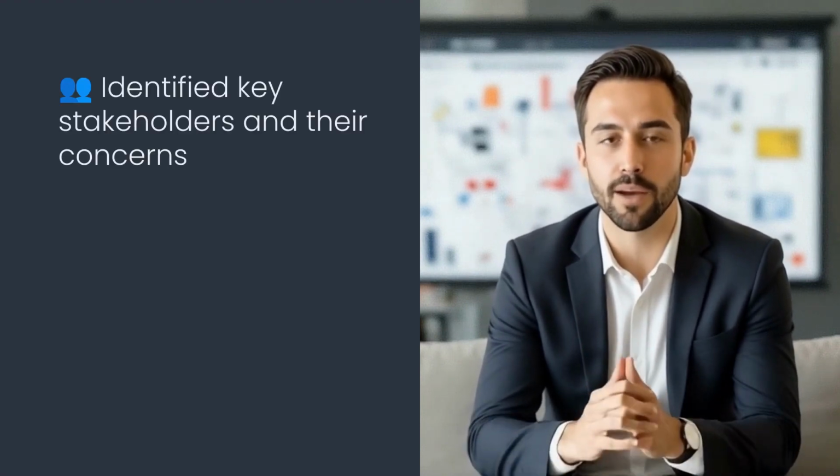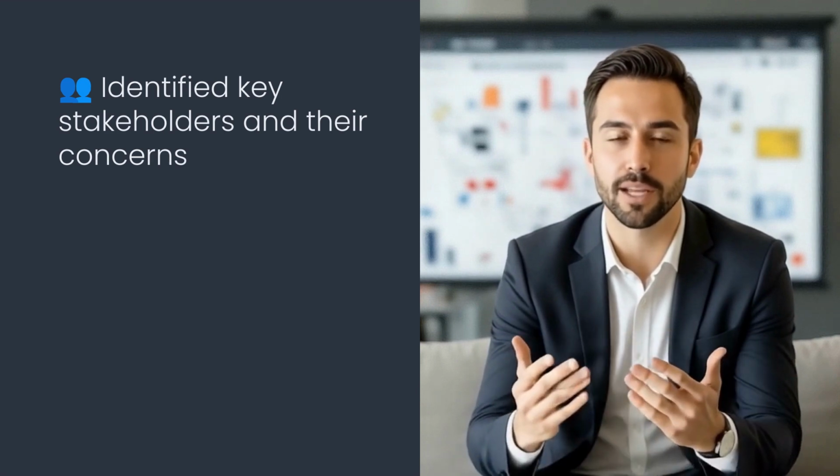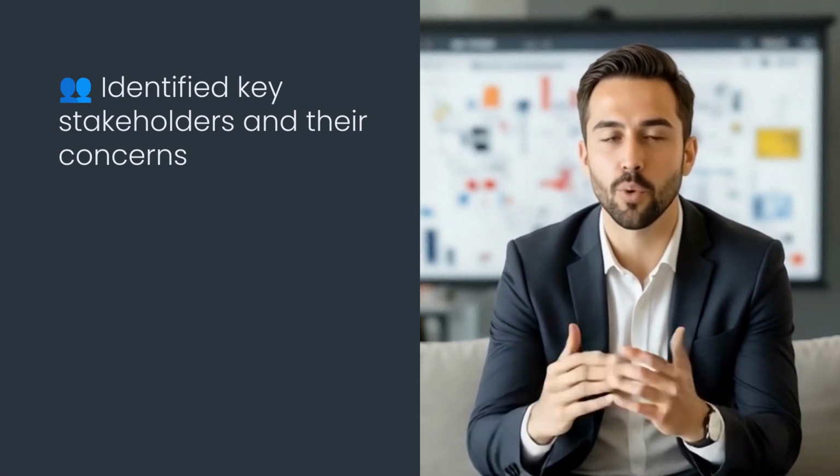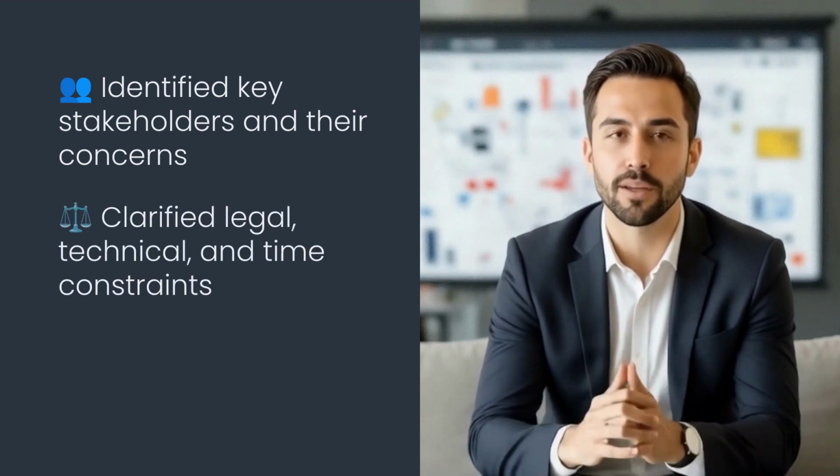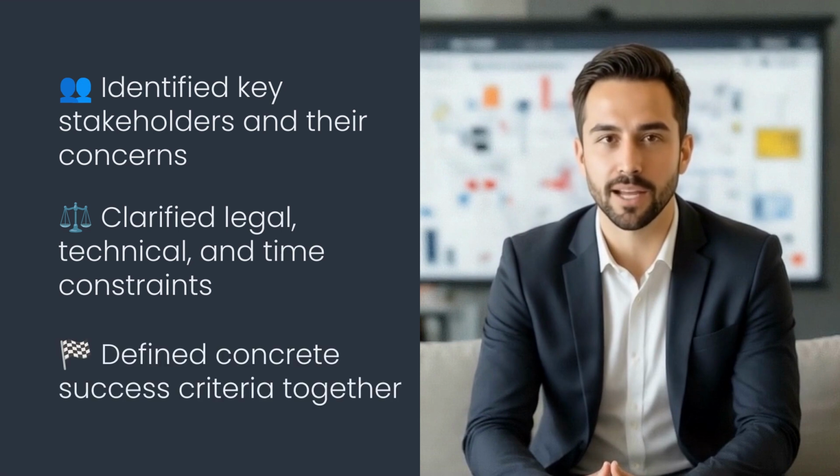Then they pulled out the Architecture Work Canvas. In one focused session, they worked through the Vision column together. Everyone wrote down their objectives. They listed out the key stakeholders and what each one cared about. They spelled out the constraints: legal, technical, and time-based, and they captured what success would look like in concrete terms. By the end of the session, they weren't arguing anymore. They were aligned. And from that point on, the project moved forward.